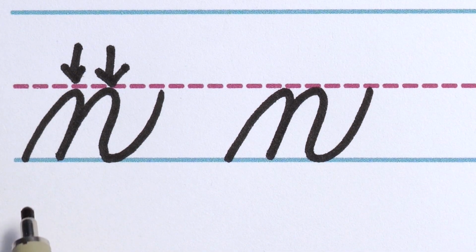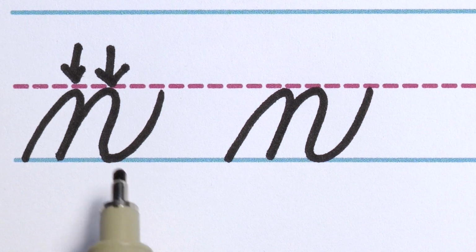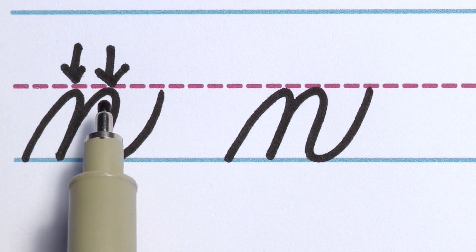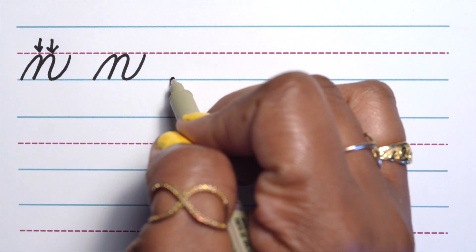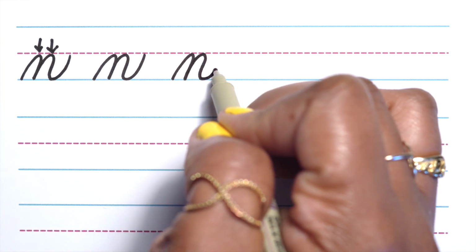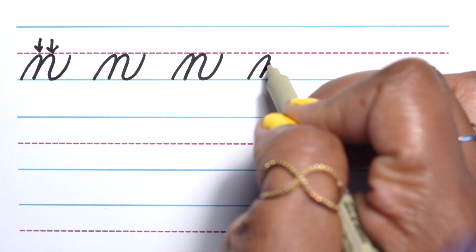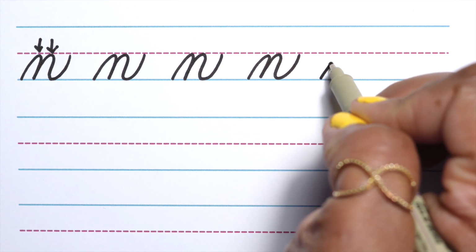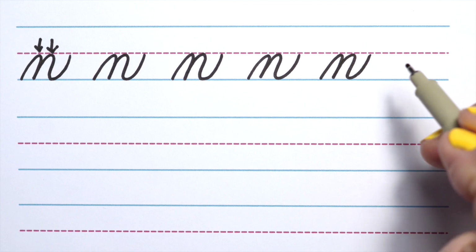Our second letter is lowercase n. So let's look at the N this time. We touch the dotted red line 2 times. Let's try it now. 1, 2. Bring it home. 1, 2. Let's try a couple more times. Last time.